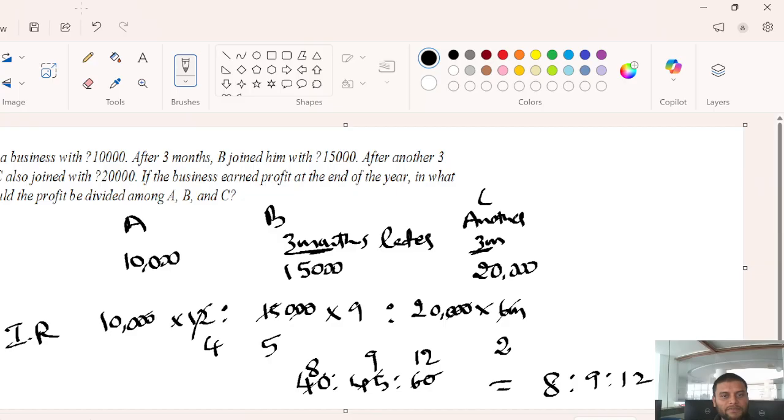What they are asking is, if the business is in profit, in what ratio should they share it? So they have to share their profits in this ratio, 8 is to 9 is to 12. So 8 parts will be given to A, 9 parts will be given to B, and 12 parts will be given to C. This is the investment ratio in which they have to share their profits. This is also one partnership question, guys. Now let us go to one more question.